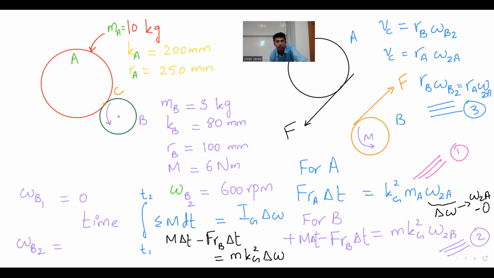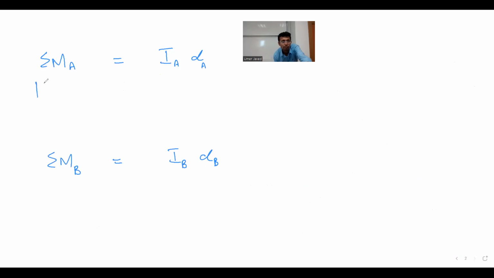Our A has a clockwise force acting like this. In fact, I can even see it here. F times R_A is equal to M_A k squared multiplied by alpha A, right? Then we get the alpha from that.